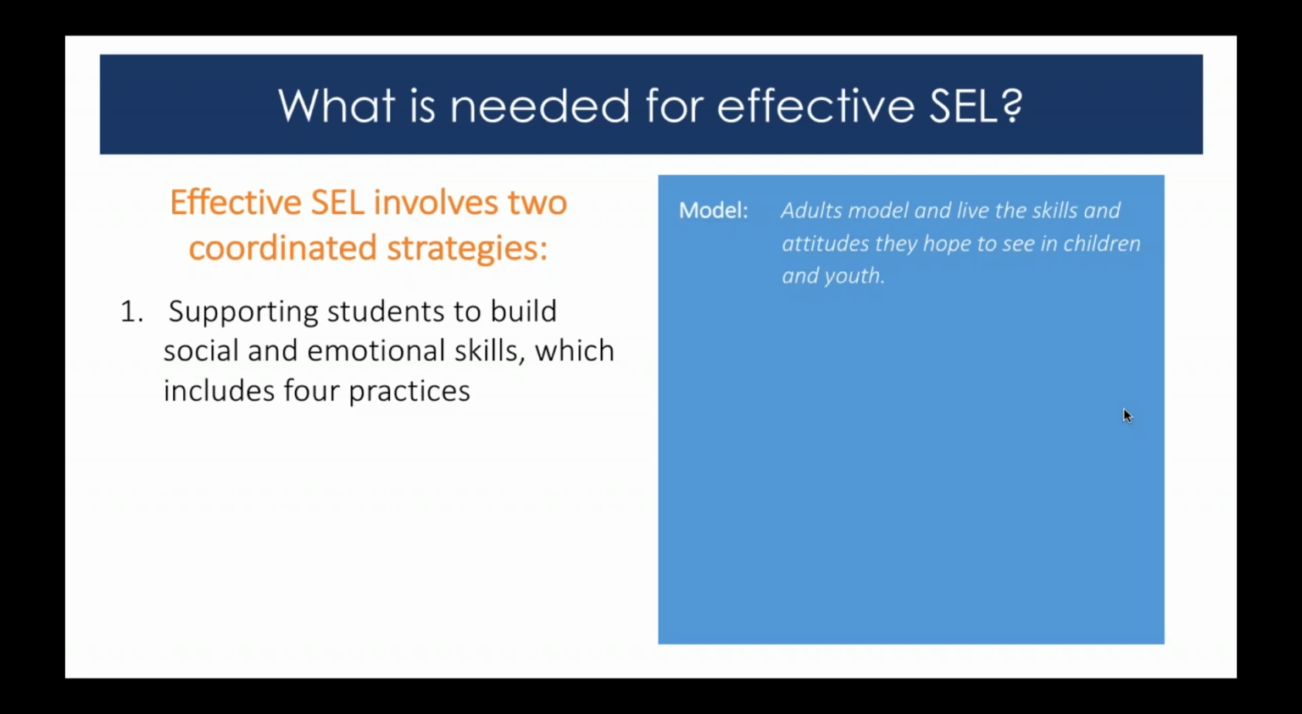The first is modeling, which means that adults model and act out and live the skills that they hope children and teenagers will develop. The second is teaching, which means being really direct and explicit about the ideas, vocabulary, and skills that you're modeling and sharing and how they're helpful and useful to students' lives.